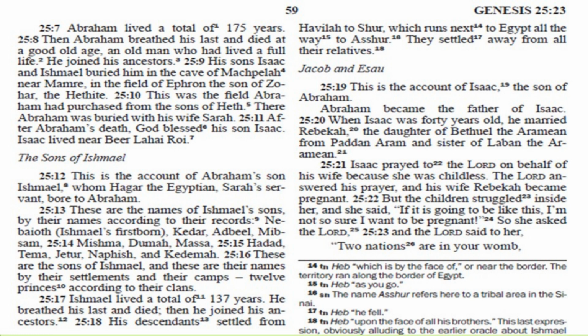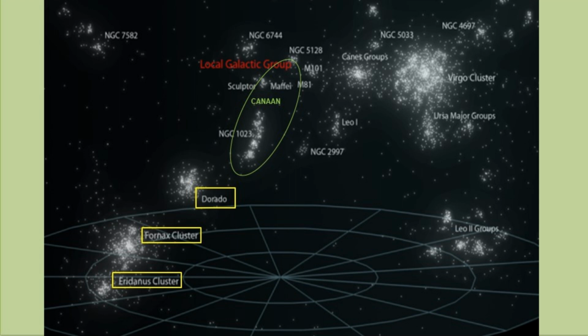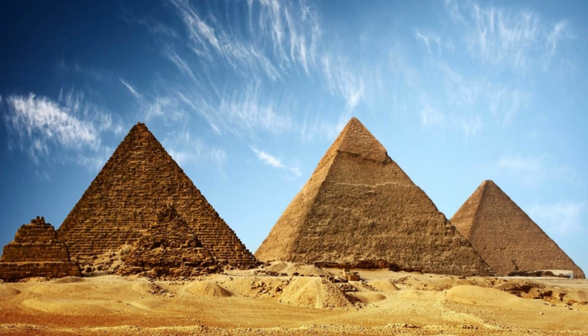Then, where is Egypt? As I have already mentioned in my previous presentation, Milky Way galaxy, cause of the World War, that the Dorado, Fornax and Eridanus clusters represent the pyramid in the universe, then there should be 3 stars in the Milky Way galaxy which represent the pyramids.